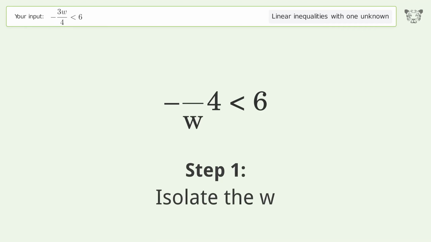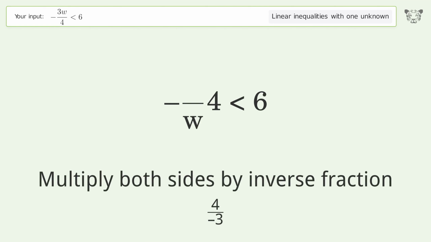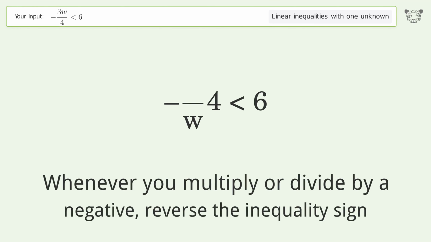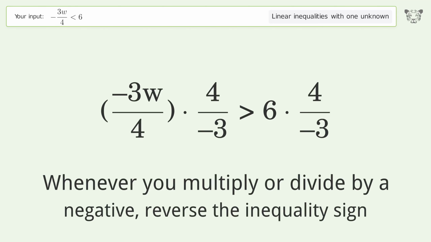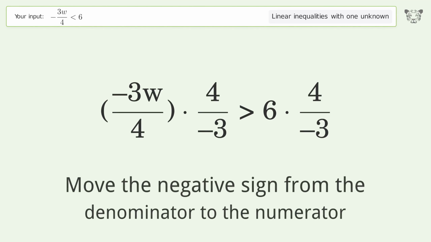Isolate the w. Multiply both sides by the inverse fraction, 4 over -3. Whenever you multiply or divide by a negative, reverse the inequality sign. Move the negative sign from the denominator to the numerator.